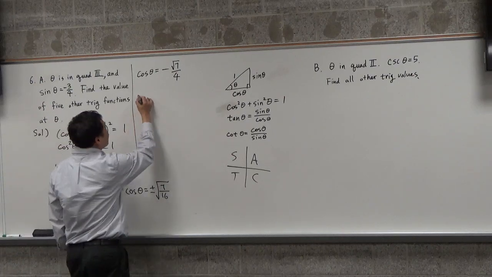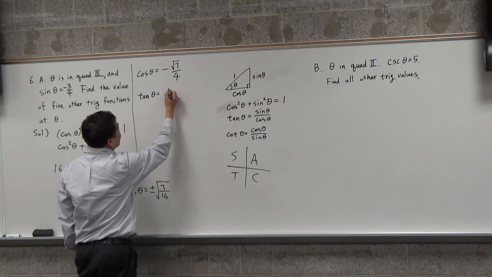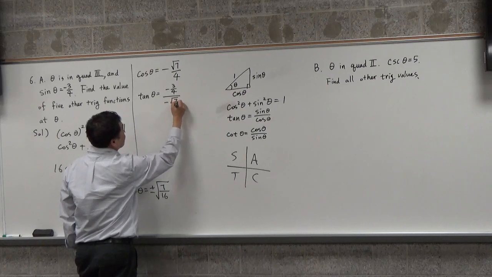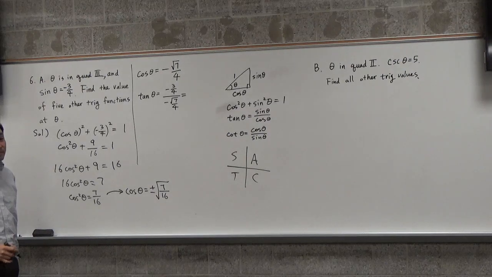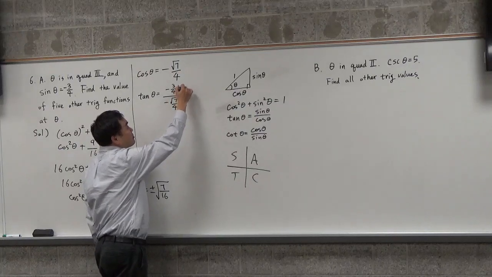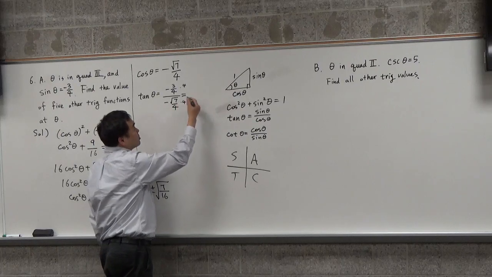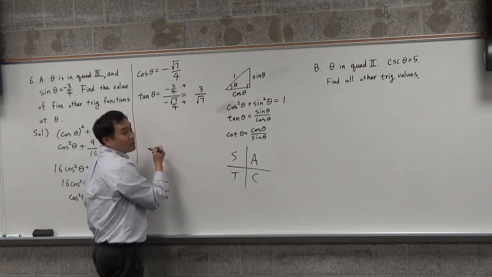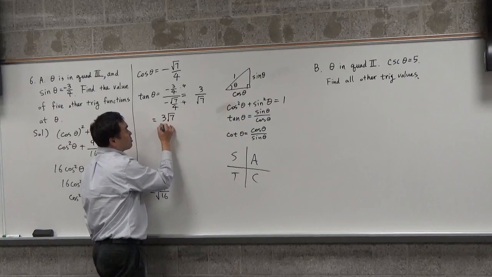So let's try tangent. Tangent theta is sine over cosine, so it's negative 3/4 over negative square root of 7 over 4. Okay, now what do you do? Multiply top and bottom by 4, right? That gets rid of this, and then minus minus cancels. So you end up with 3 over square root of 7. Are we done? Is that the answer? No. You still have to rationalize the denominator by multiplying by square root of 7 top and bottom.